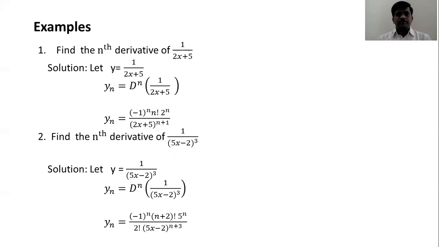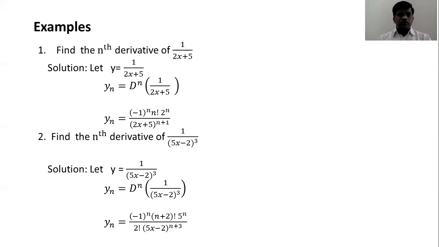Related examples: find the nth derivative of 1 by 2x plus 5. Let y is equal to 1 by 2x plus 5. Apply the nth derivative on both sides. yn is equal to d power n of 1 by 2x plus 5. See, 1 by 2x plus 5 is already in the standard form of ax plus b. In that standard formula, we just replace the a and b values. The a value here is 2, b value is 5. Minus 1 whole to the power of n, n factorial into a power n, which is 2 power n, divided by 2x plus 5 whole to the power of n plus 1.